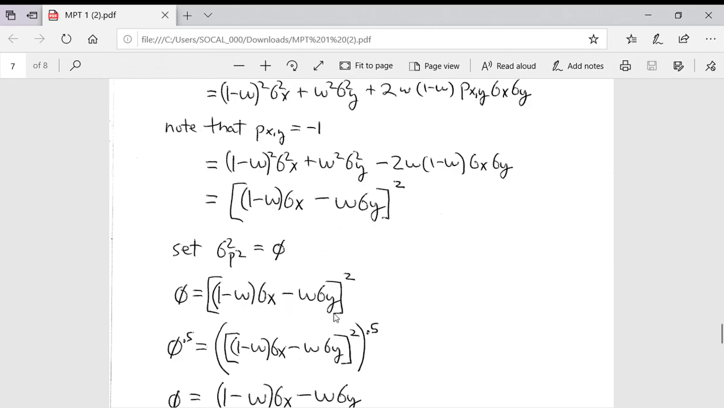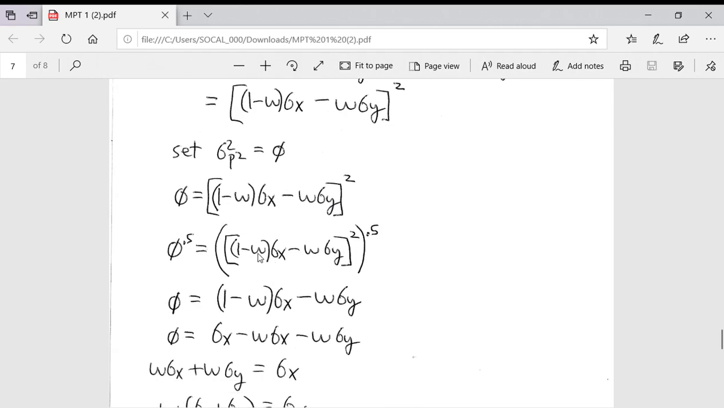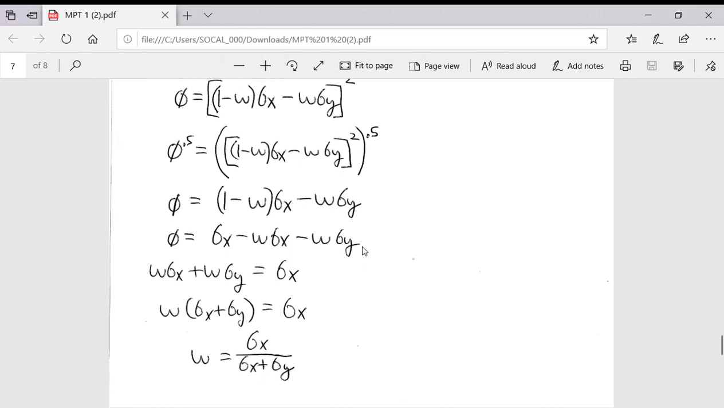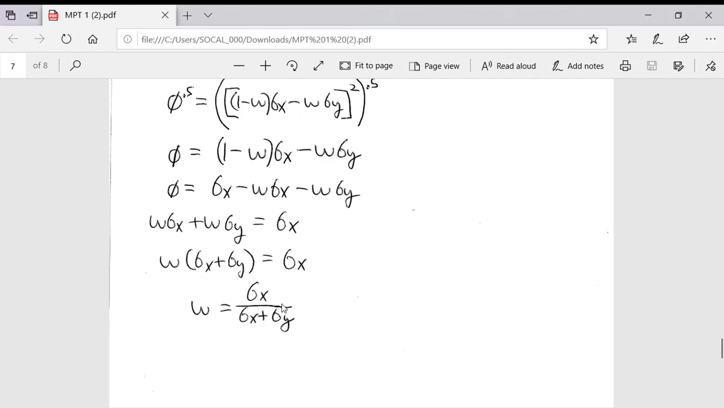So 0 equals this. And first thing we do is take the square root of both sides. The square root of 0 is still 0. Square root of this is this. And we have 0 equals the standard deviation of x minus w times the standard deviation of x minus w times the standard deviation of y. We bring the terms that have w to the left-hand side of the equation in this step. Then we factor out a w. And then we divide both sides by the sum of sigma x and sigma y. And lo and behold, w equals sigma x over sigma x plus sigma y is our answer.